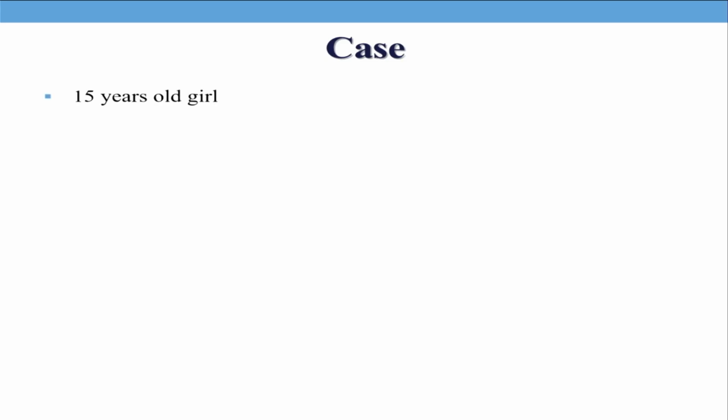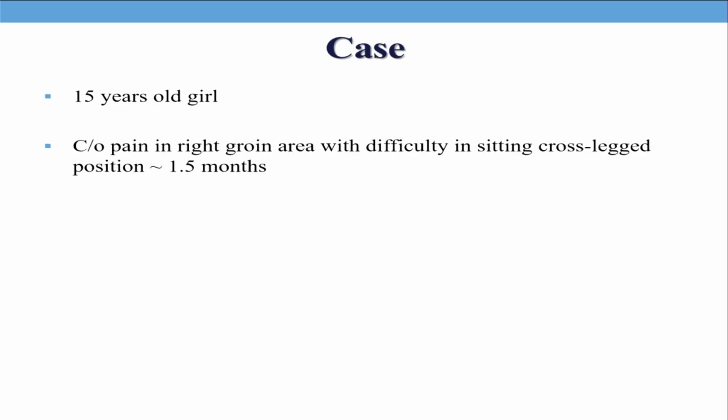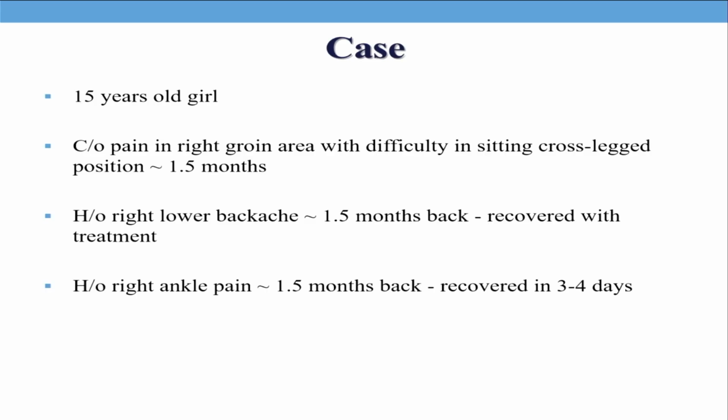She is a 15-year-old girl, and she presented with history of right groin pain. Groin is mostly located anteriorly, so it is like pain in the hip joint, with difficulty in sitting cross-legged, and the history was for 1.5 months. She also revealed that she had history of lower back pain on the same right side, but it resolved with treatment and was not present.